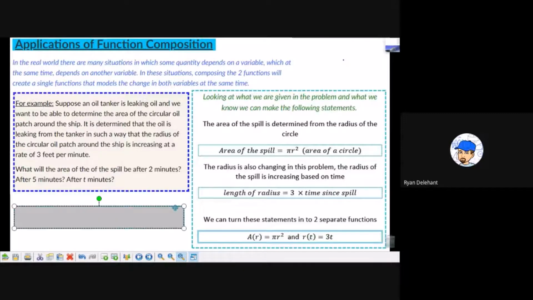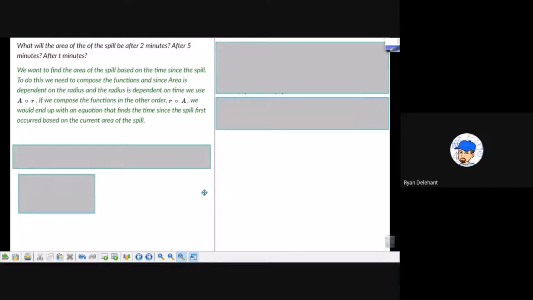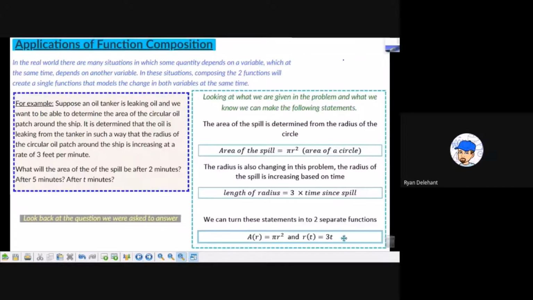When we compose it, we can find its stuff at any time. So we're going to compose these two. And we kind of figured out why we need to compose them in the order that we do, because that's the other thing. It's helpful here because area is based on radius, radius is based on time. So if I want area from time, I need to insert the radius and get rid of it in the equation when I compose it.